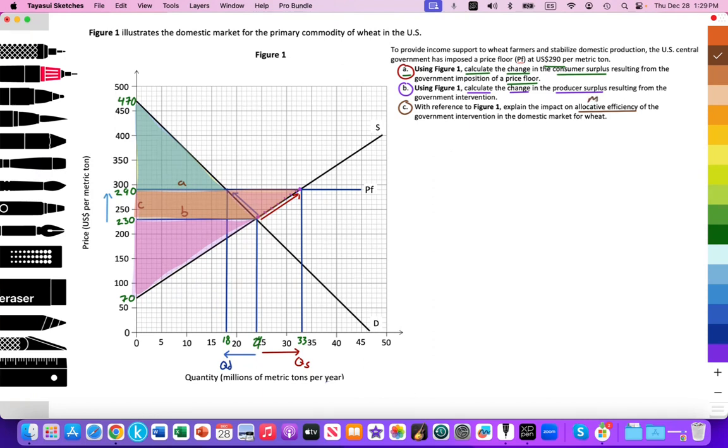Allocative efficiency, the first thing that should come to mind, is the rule for allocative efficiency: to produce where MB equals MC, marginal benefit equals marginal cost. Supply equals demand at that point. Supply is equal to marginal cost. Demand is equal to marginal benefit.